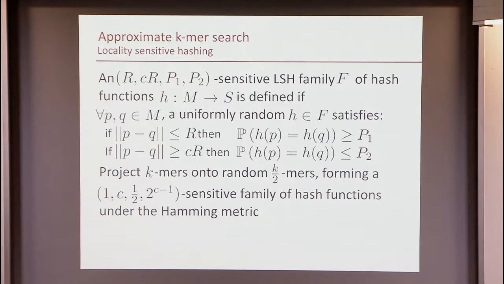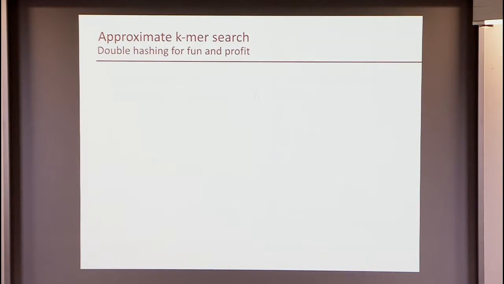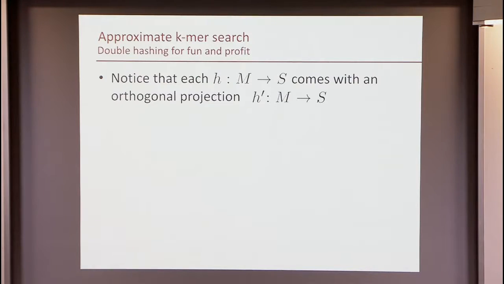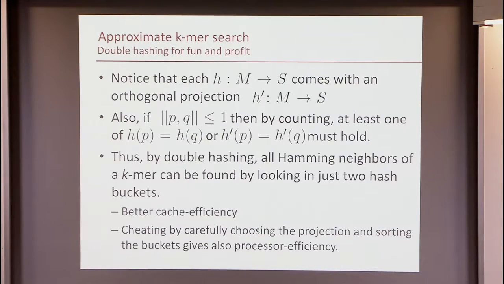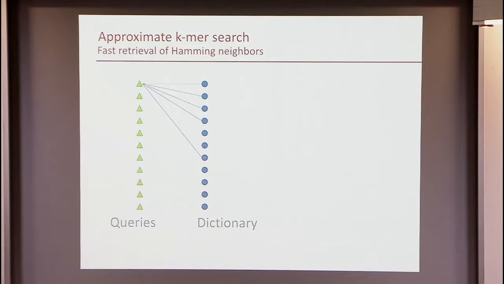So we use this locality sensitive hashing approach, and I'm going to gloss over this, except to say that we project each k-mer onto a random k/2-mer, so half the length, forming a family of hash functions. There are two orthogonal ways we can do this projection. So I'll show you the picture.